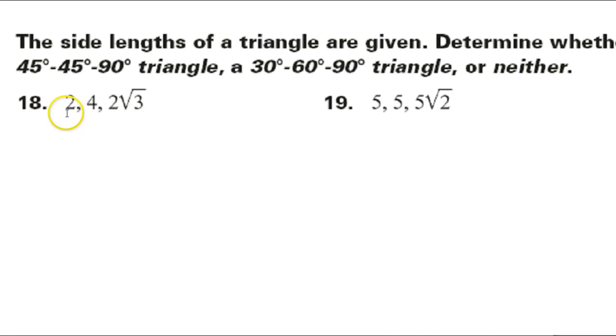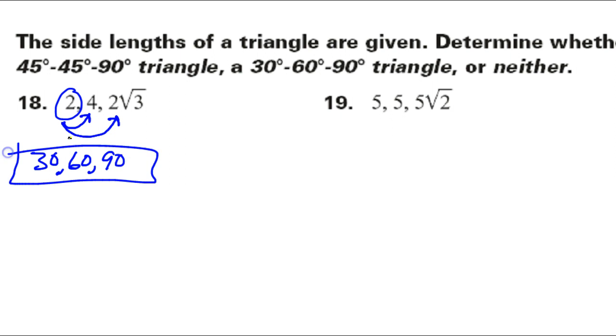Is this isosceles? No. But maybe it's a 30-60-90. Start with a short leg. Imagine that this is the short leg. If you double it, we should get the hypotenuse. Okay, this could be the hypotenuse. If you take the short leg and multiply it by radical 3, that should give you the long leg, which is what we have. So that means this must be a 30-60-90 triangle. Short leg, double it, hypotenuse, multiply by radical 3, get the long leg.